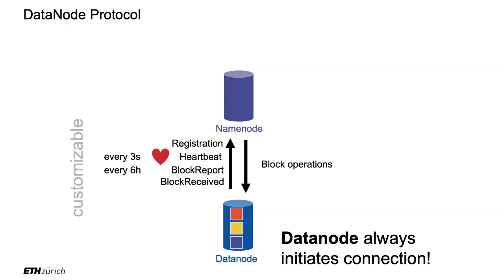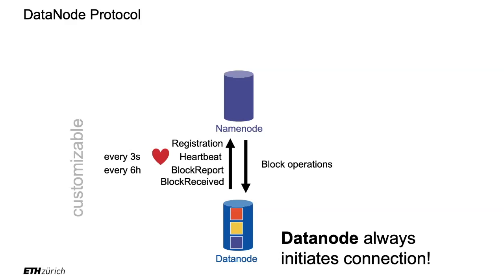The name node is also able to give instructions to the data nodes, right? So it can instruct a data node to create a copy of a block. If it notices that a block is replicated only twice, then it can instruct another data node to make a copy of that and store a 3rd copy. This is a block operation.